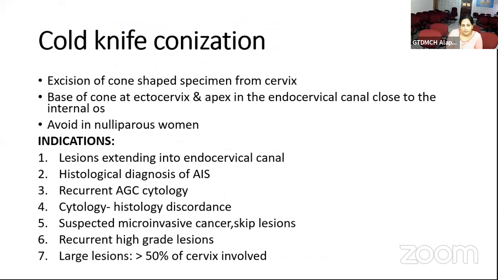This is the picture of the LEEP instrument. Cold knife conization means you are excising a cone-shaped specimen from the cervix. The base of the cone is at the ectocervix and the apex at the endocervical canal. This should be avoided in early parous women because it may affect future fertility.